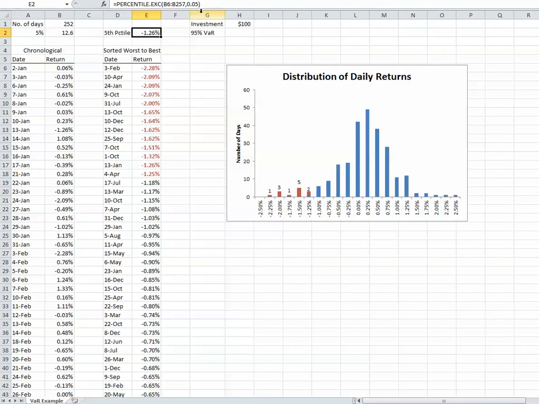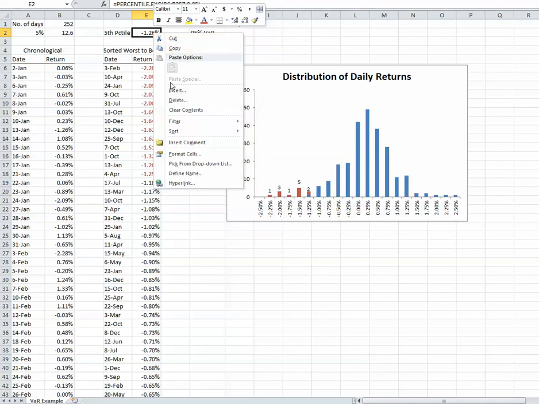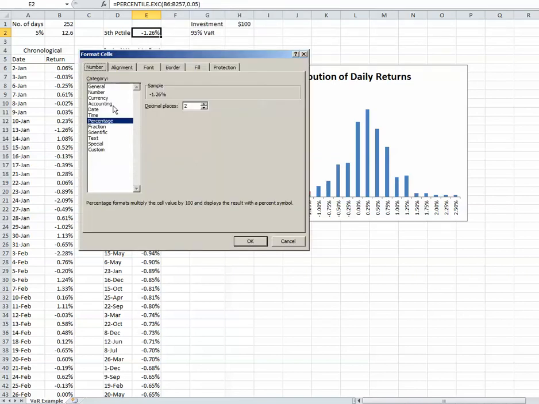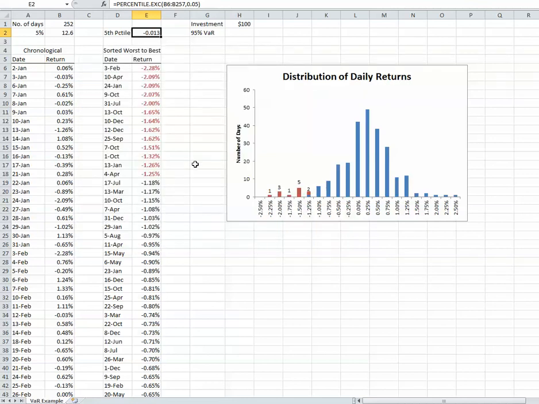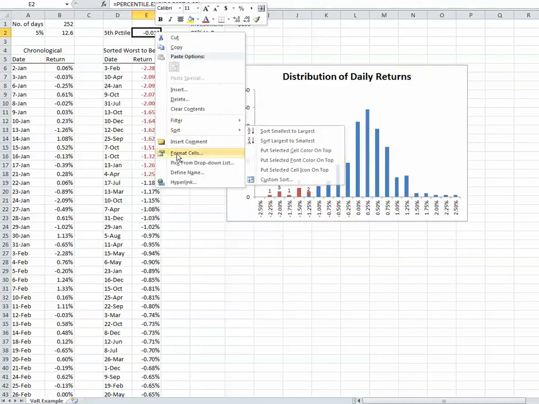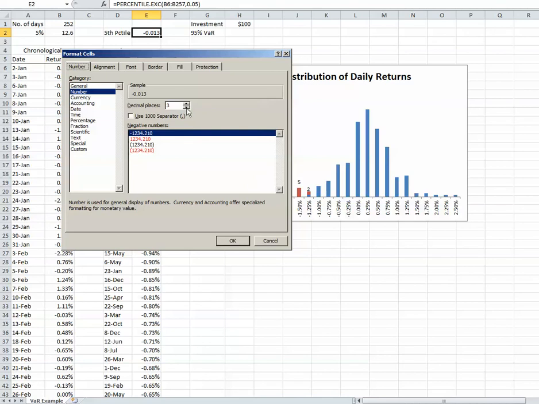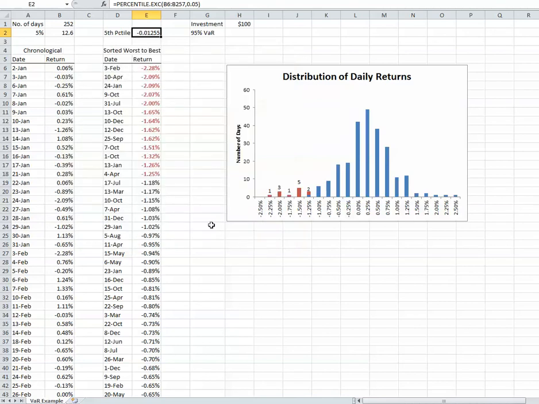So the 5th percentile of the distribution is a loss of 1.26%, and if we give ourselves one more decimal place, we could actually see that it's in between the values that we've got here in the bin. Okay, so we're almost done.